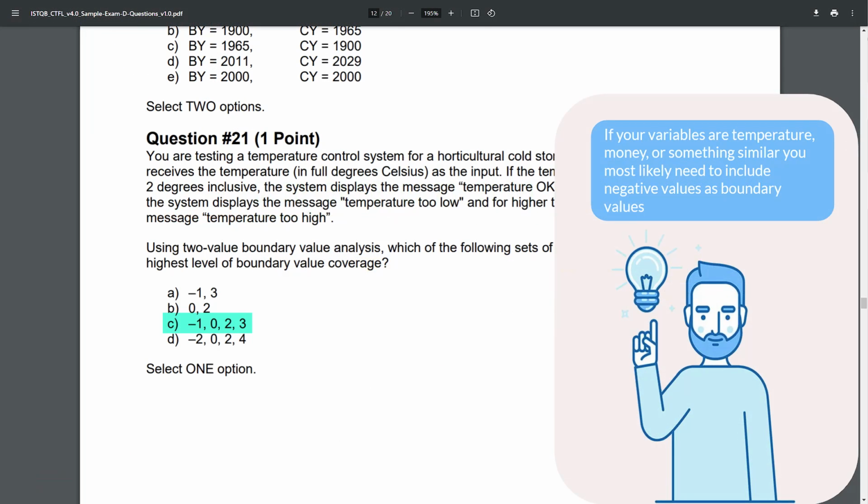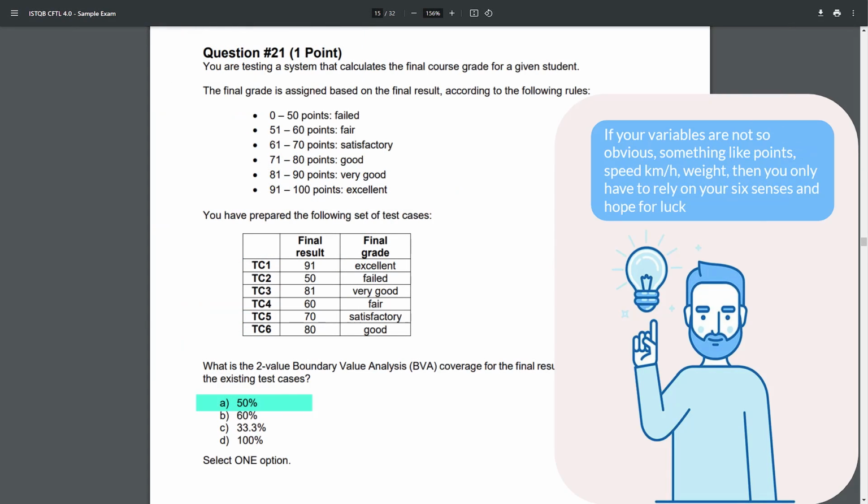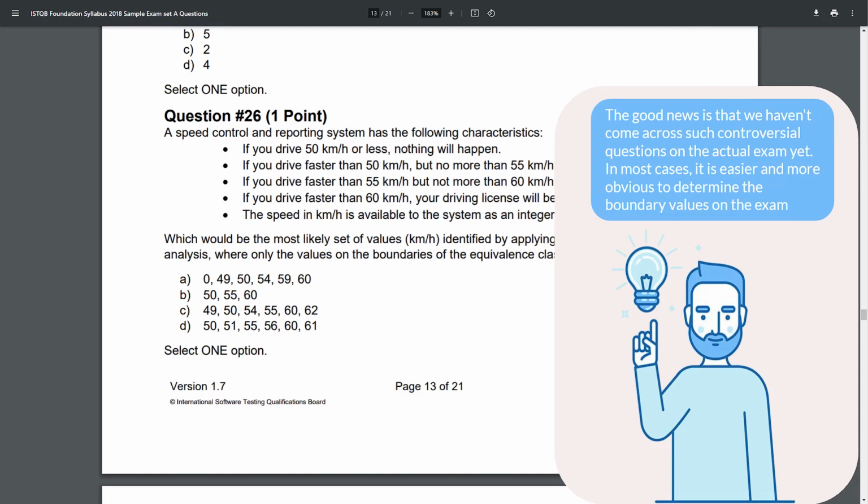If your variables are temperature, money, or something similar, you most likely need to include negative values as boundary values. If your variables are not so obvious, something like points, speed kilometer per hour, weight, then you only have to rely on your sixth sense and hope for luck. As we have emphasized more than once in this video, we haven't come across such controversial questions on the actual exam yet. In most cases, it's easier and more obvious to determine the boundary values on the exam.